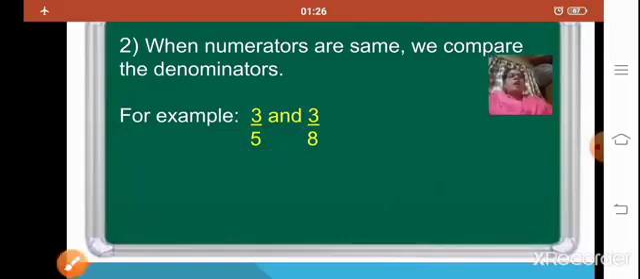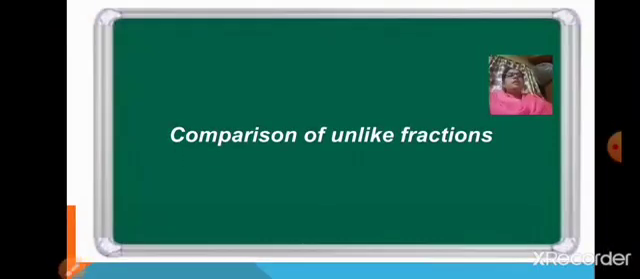Now let us learn to compare two unlike fractions. You have already learned how to compare fractions with the same denominator as well as the same numerator. So today we will be learning about comparison of unlike fractions. Unlike fractions means where the numerators and the denominators are all different.